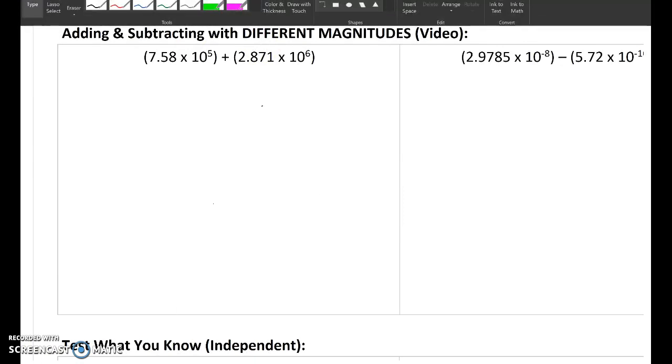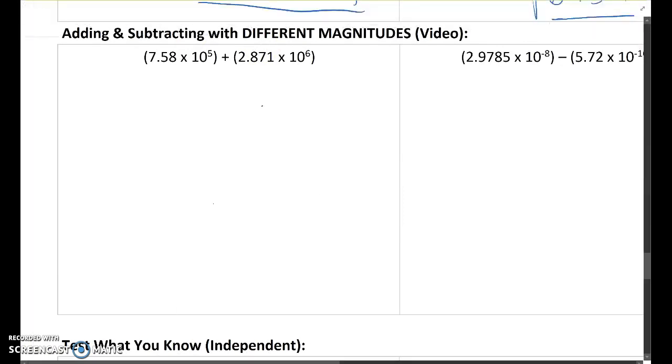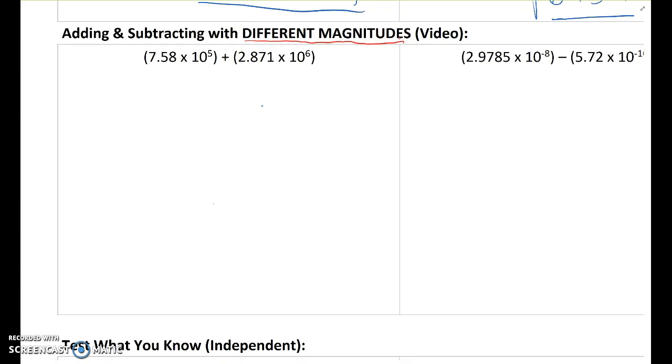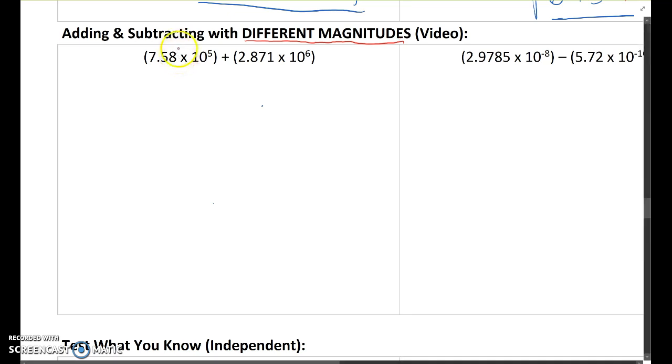Here is where things get a little weirder. So we're now looking at things with different magnitudes. Now this makes it slightly trickier. However, it's still a reasonably straightforward process. My first step every single time is to check my magnitudes. Now here I see that these are different. I have one that is 10 to the 6 and one that is 10 to the 5.